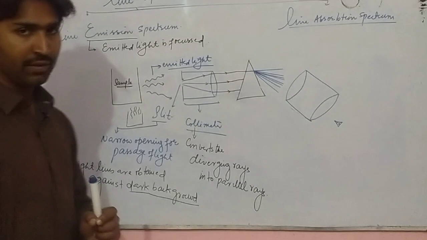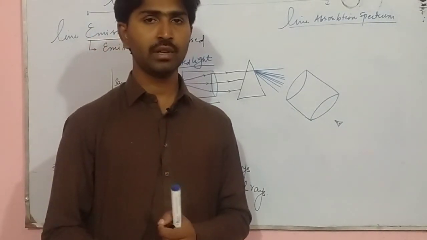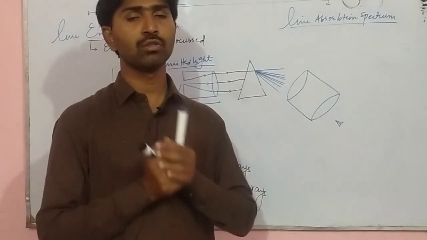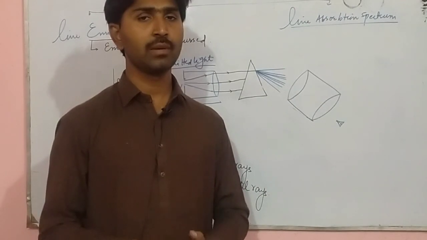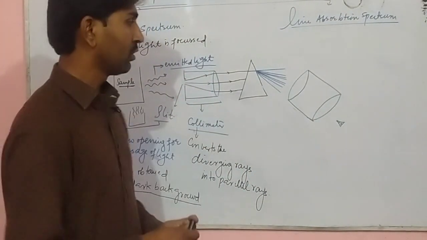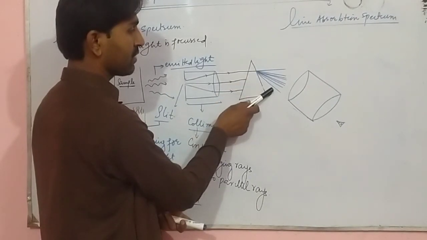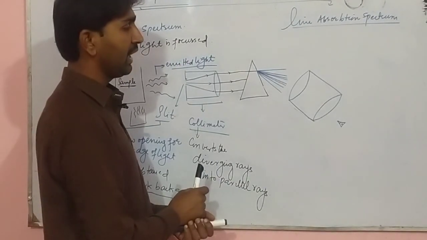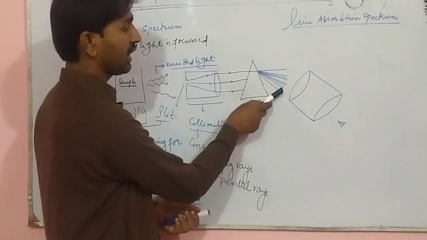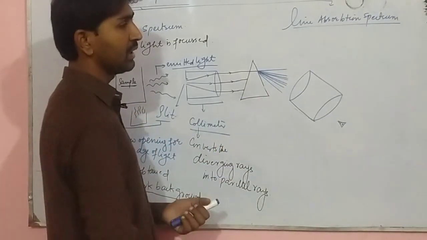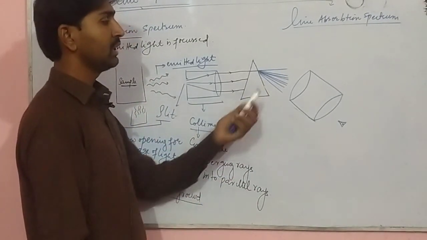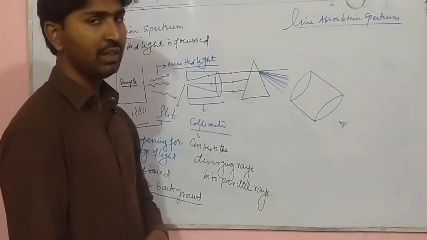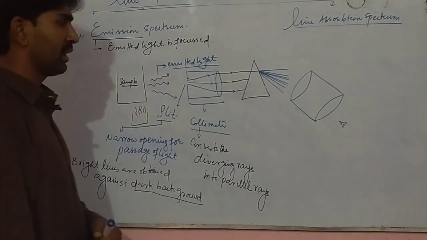Dark is the point where there is unavailability of energy, and the brightness is at those points where there is availability of lines. So at the positions where lines are present, these positions must be bright, and where lines are absent, darkness appears. So in line emission spectrum, the bright lines are obtained against the dark background. So this is a line emission spectrum.